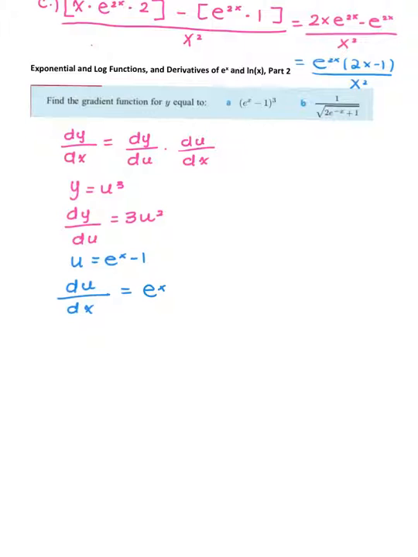Okay. And so I'm going to substitute my u back in. So I get dy over dx is equal to, let's plug in that, 3 times u, e to the x minus 1 squared, and then times e to the x. So we get 3 e to the x times e to the x minus 1 squared.